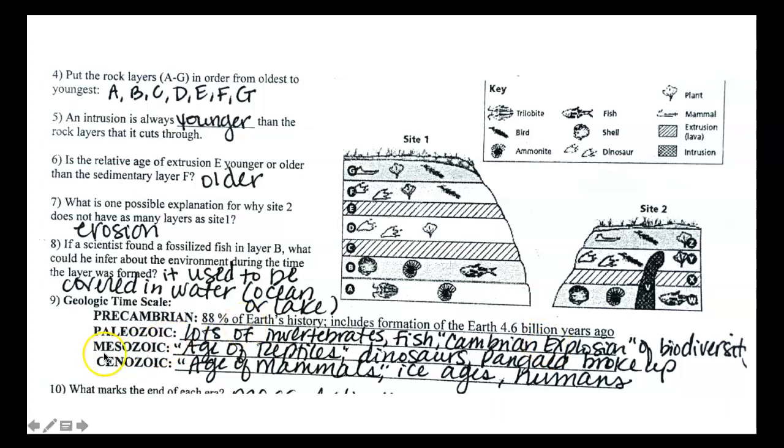The Mesozoic is the next one. Meso is middle, zoe animals. So the middle animals, it's the age of reptiles, and it's called the age of reptiles because the dinosaurs were the dominant life form. And Pangea, which had been forming throughout the end of the Paleozoic and at the Permian, begins breaking up and splitting apart.